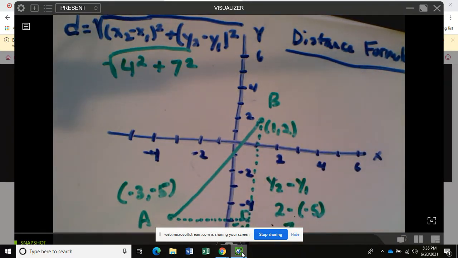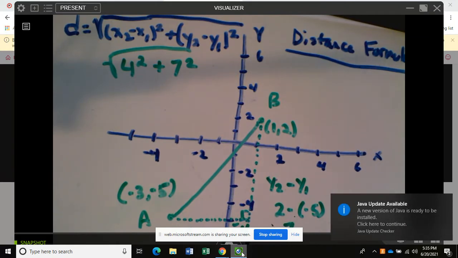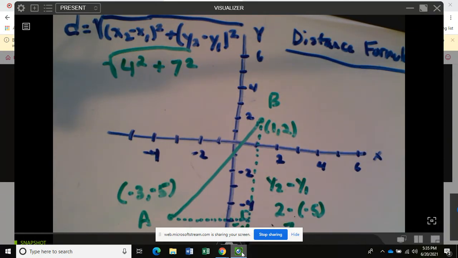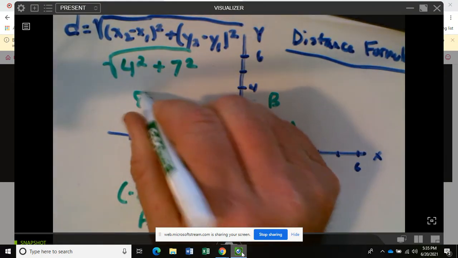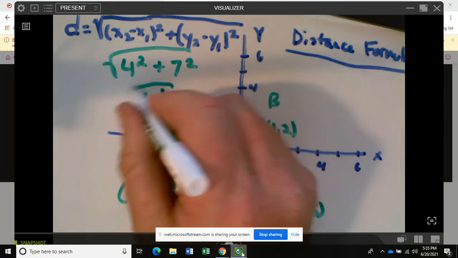So 4 squared, and we're going to just round this to the nearest tenth. 4 squared plus 7 squared is 65. The square root of that is 8.1. So we'd say the distance from point A to B is 8.1 units.